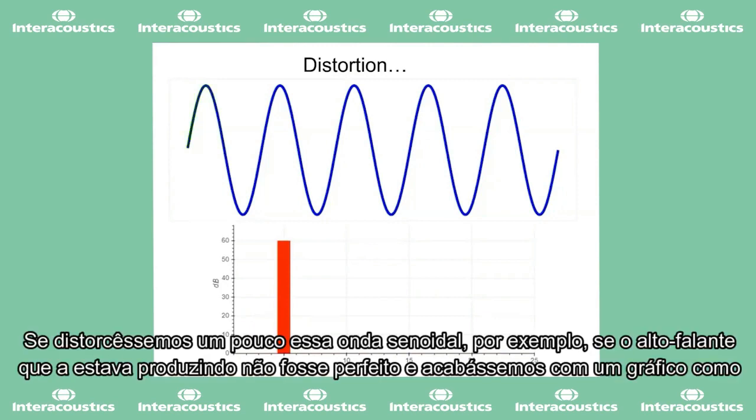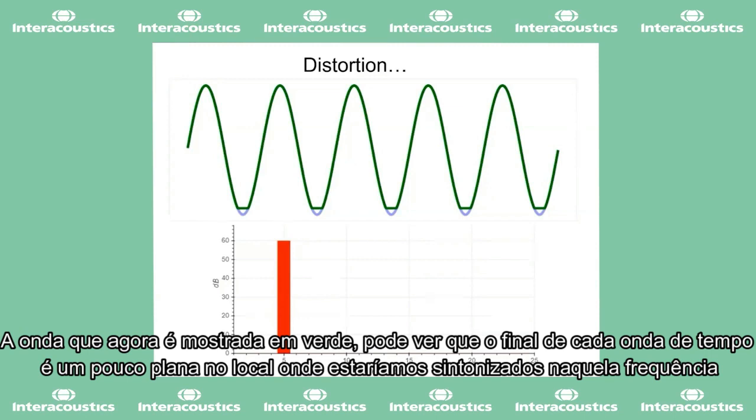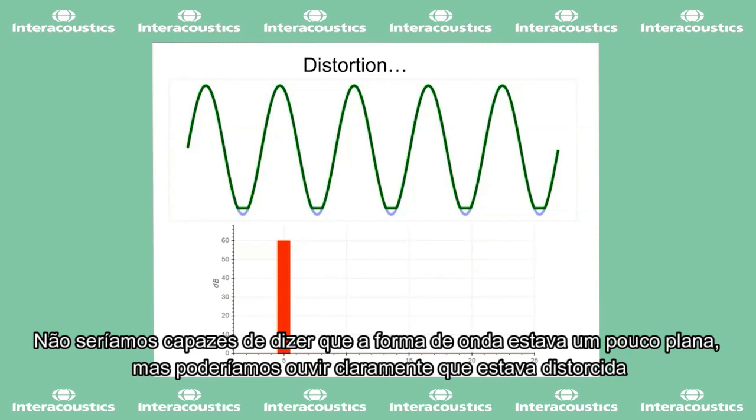Now, if we were to distort that sine wave a little bit, for example, if the loudspeaker that was producing it was not perfect, and we ended up with a wave like the one now shown in green, you can see that the end of each sine wave is a little bit flat. At the characteristic place in the cochlea where we would be tuned to that frequency, we would not be able to tell that the waveform was a little bit flat, but we would clearly be able to hear that it was distorted.